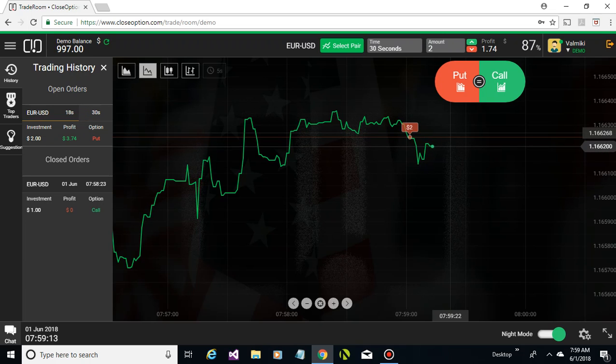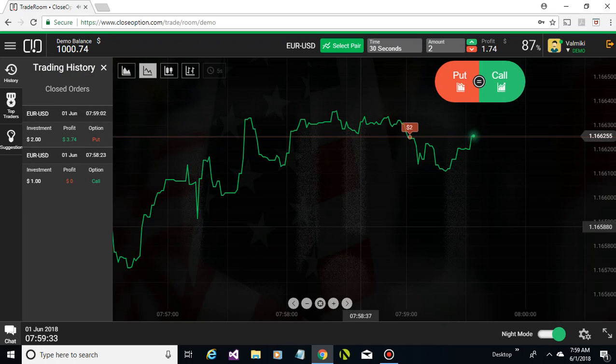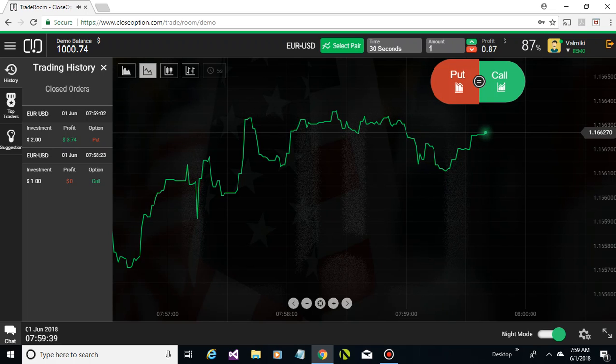So right now we are in the process of making money, but we don't know. As you see right here, our investment is $2, and if we win, we're going to win $3.74. If we lose, we're going to lose $2. Okay, in this case, we won. So we stay in the same direction, and we go with a put. And we reset our bet to $1.